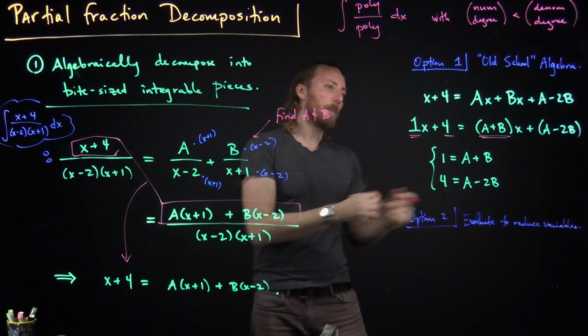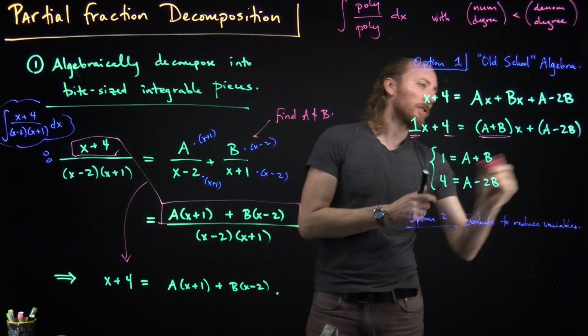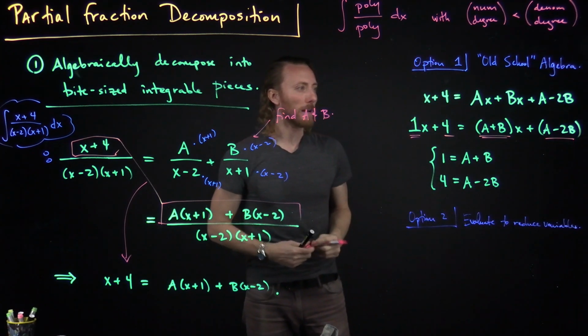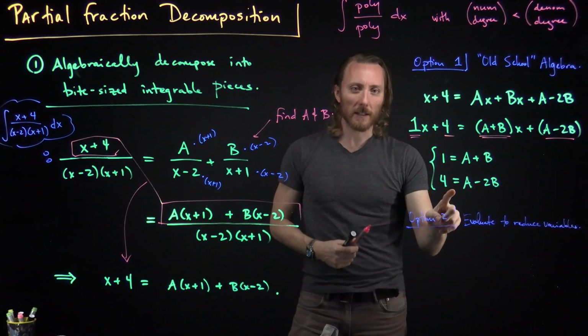Similarly, the 4 is the number that's hanging out to the right of the term involving x, and the A minus 2B is the number that's hanging out to the right of the term involving x, which means A minus 2B has to be 4, which gets us to this point.